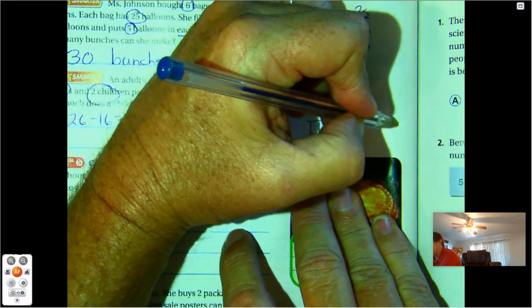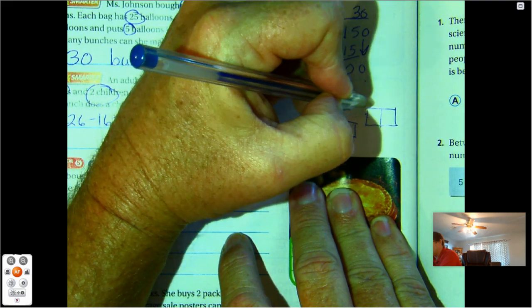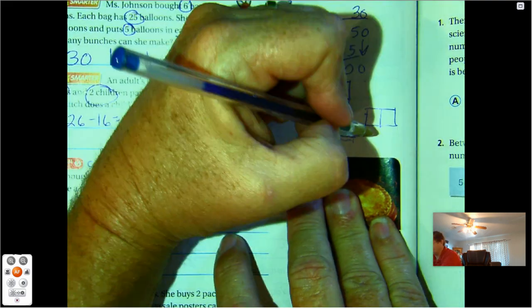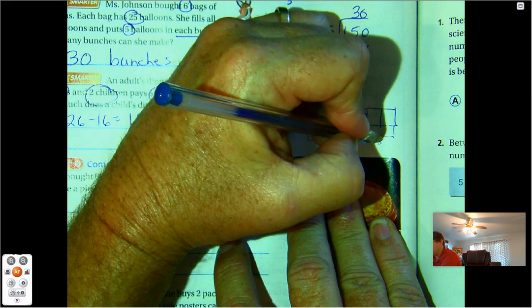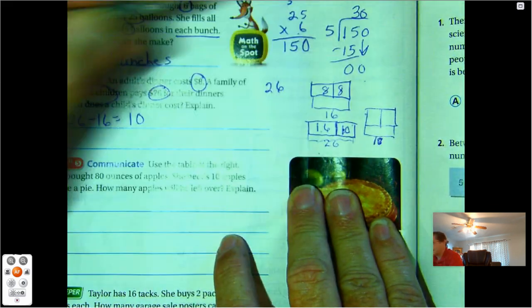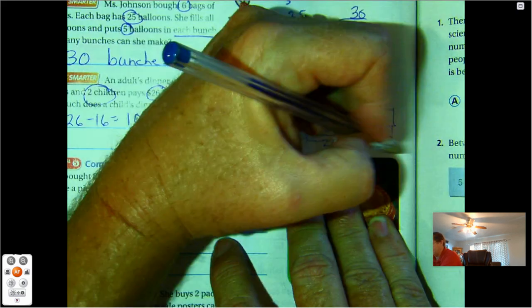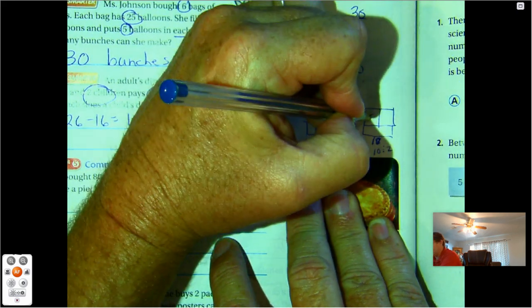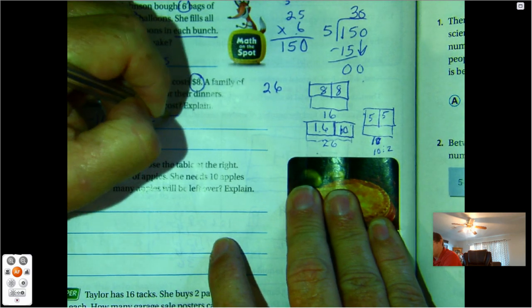And now we need to share these 10 into two groups. 10 into two groups. 10 divided by 2, 5. So $5 per child.